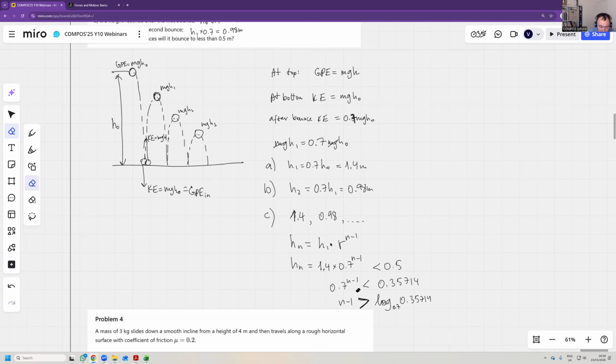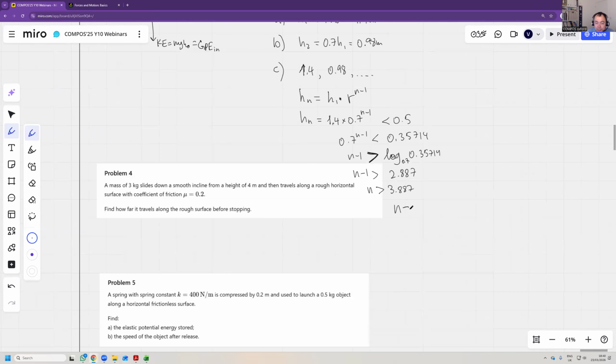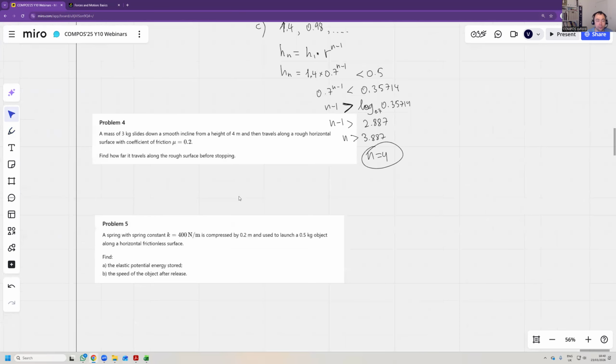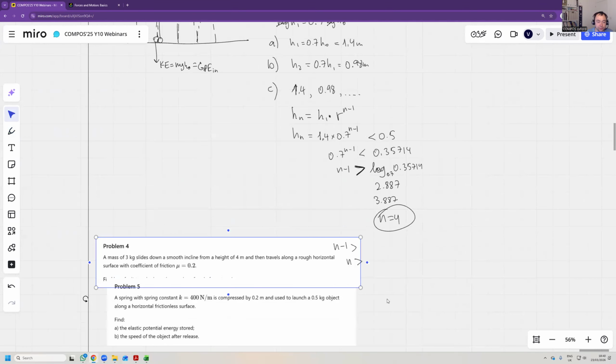And the logarithm base 0.7 of that is 2.887, so n minus 1 is greater than 2.887. So n is greater than 3.887. So n is 4. So for the fourth bounce, after 4 bounces.